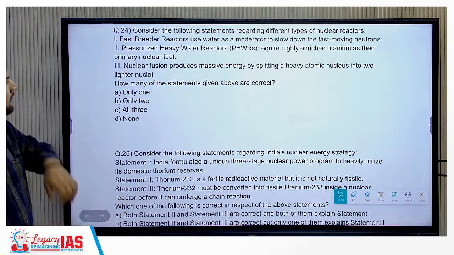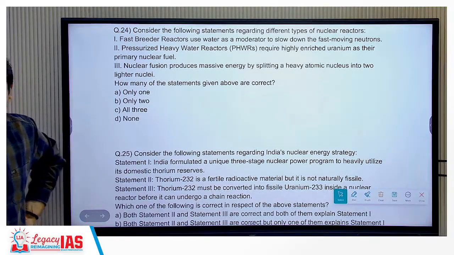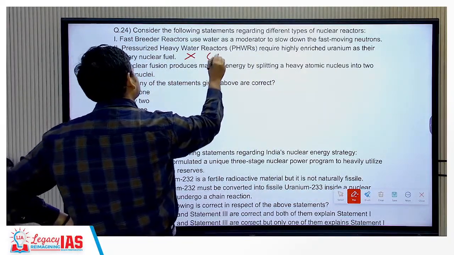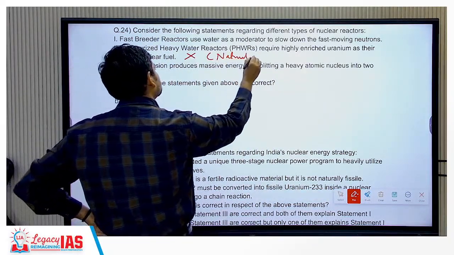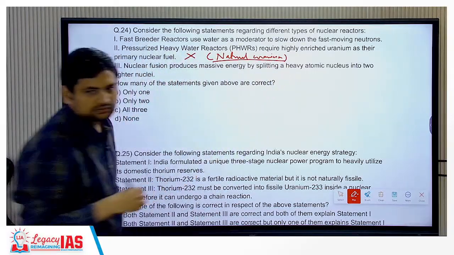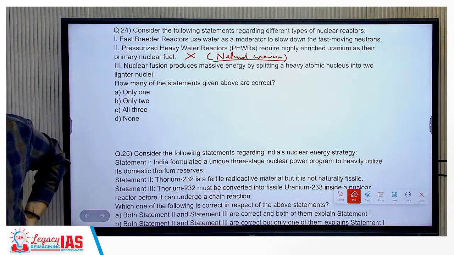Then, pressurized heavy water reactors require highly enriched uranium as their primary nuclear fuel. What do you think? Natural uranium. We have also written this. When we were doing pressurized heavy water reactor, we have written the fuel that is used. Okay, we have written fuel, moderator, coolant.